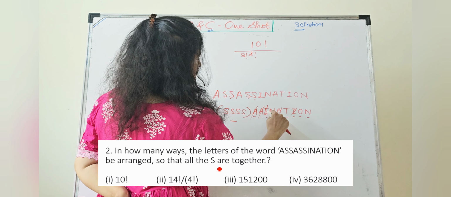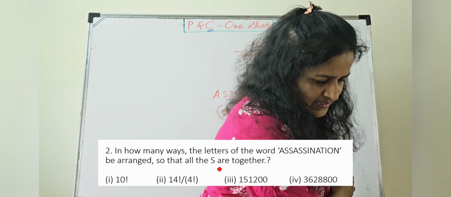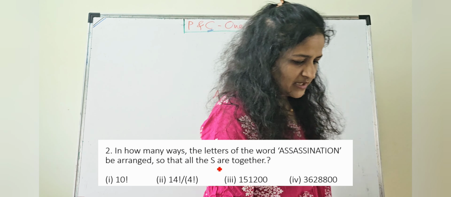When you solve this completely, see now this simply goes, and when you solve this completely, you get the answer as 151200. Option number 3. Yes, I am not going to spend much time on this calculation. The calculation part is on you. Okay. Now let's go to the next example.